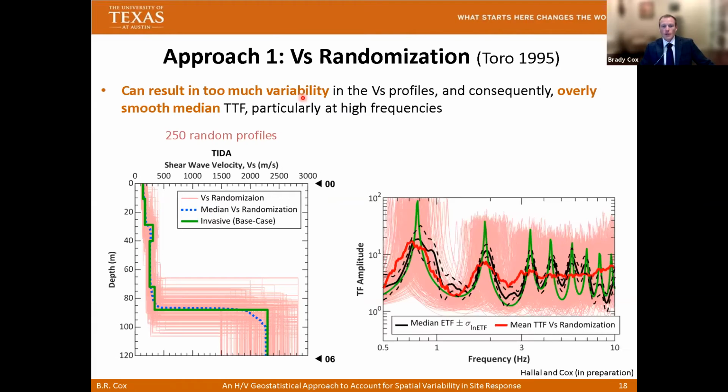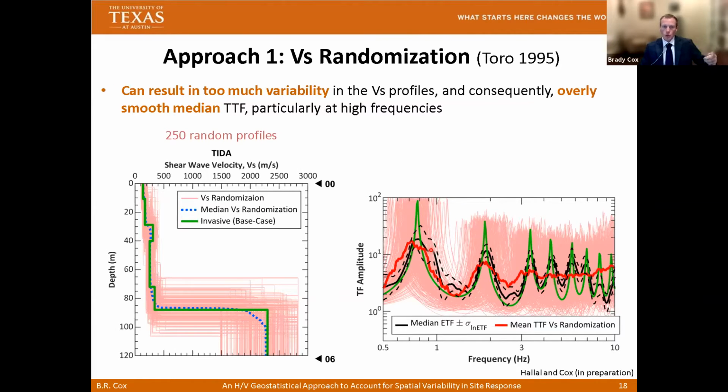So the problem with Toro randomization that many have found is when you take the median of all of these 1D ground response analyses from the 250 VS profiles, you often get really excessive overdamping of high frequency response. And sometimes the variation in the fundamental frequency is so large that it causes your peak to be widened too much and not represent the true site response.